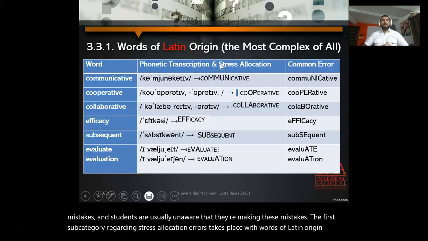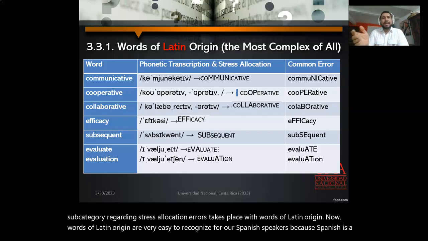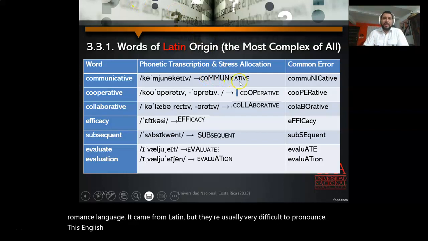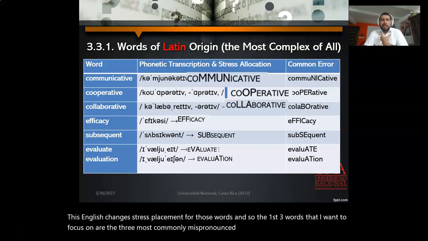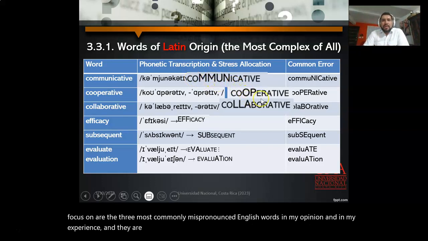Now, words of Latin origin are very easy to recognize for us Spanish speakers because Spanish is a Romance language. It came from Latin, but they're usually very difficult to pronounce because English changes stress placement for those words. And so the first three words that I want to focus on are the three most commonly mispronounced English words in my opinion and in my experience. And they are communicative, cooperative, and collaborative.